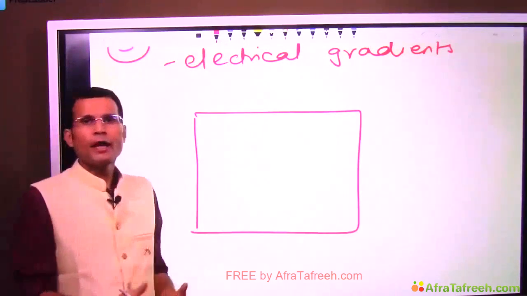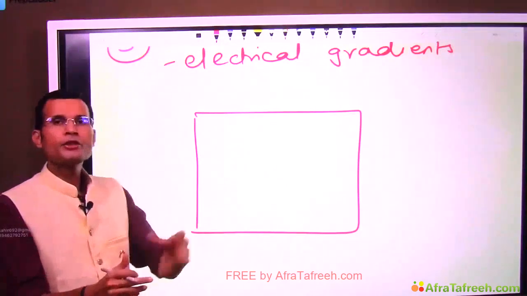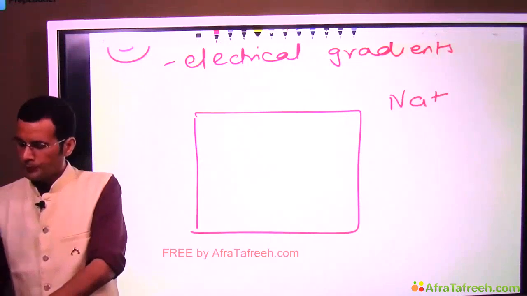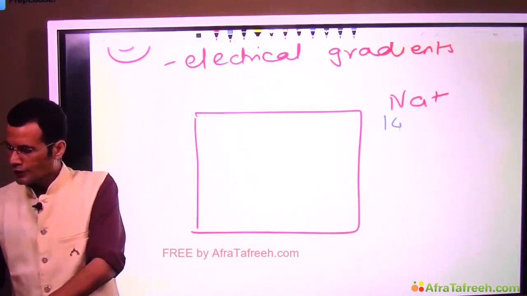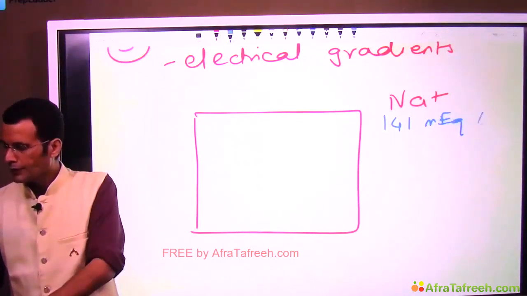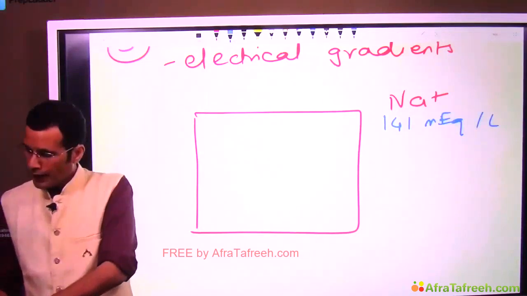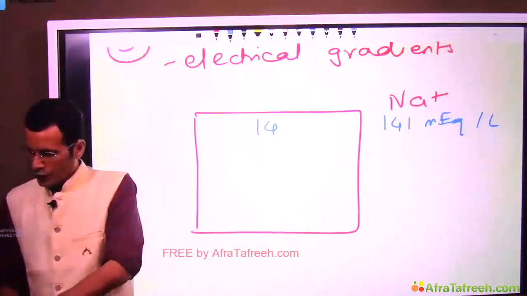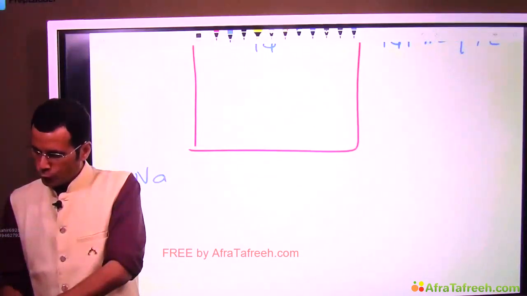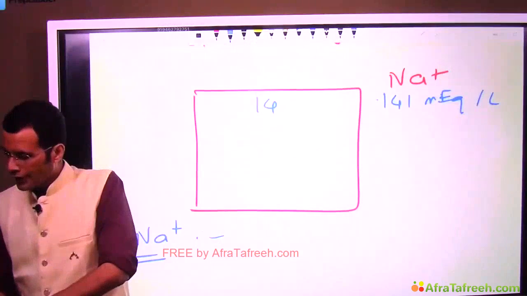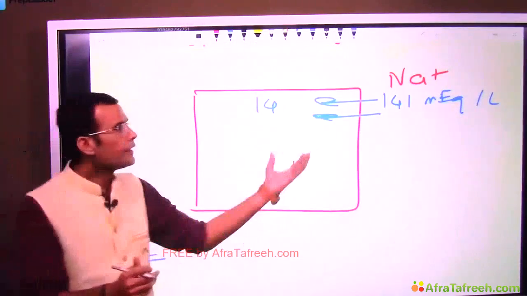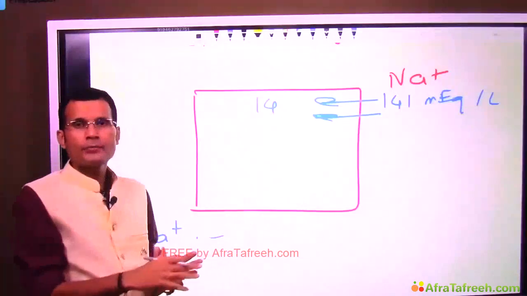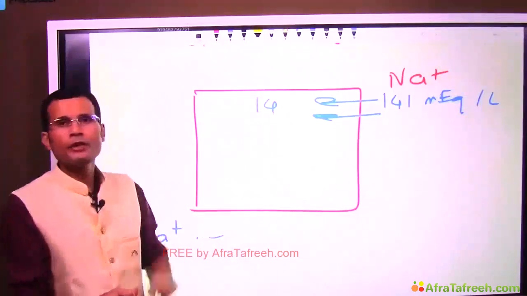There is diffusion of ions. For instance, I mentioned sodium. Its concentration is 141 milliequivalents per liter on the outside and 14 milliequivalents per liter on the inside. So in the case of sodium, its concentration gradient is pulling the sodium into the cell. It's causing the diffusion of sodium into the cell.